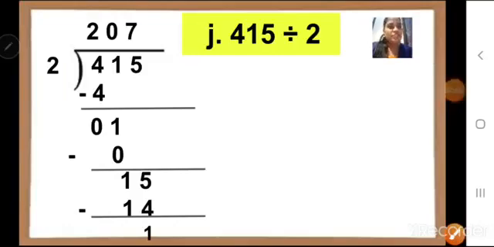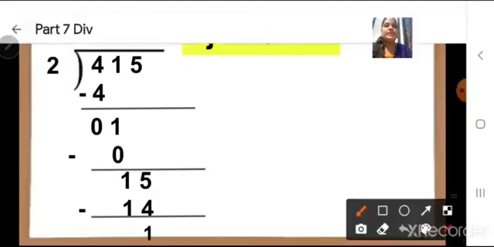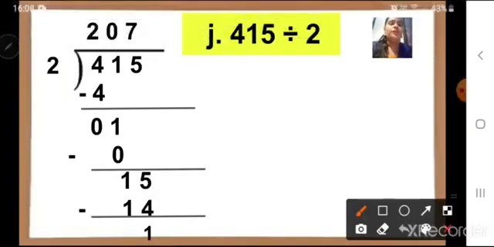Next is J sum, 415 divided by 2. Children, this sum I have done for you. Let us go through it. 415 is our dividend. We have written it here inside. Divided by 2 we have written here. Now the first number here is 4. Now 4 will go in 2's table, correct? 2 2's are 4. Then we have to subtract. 4 minus 4 is 0.